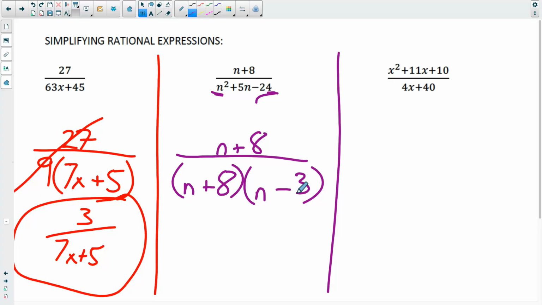Now, I see there's breadcrumbs in here, because otherwise if you did this over and over again and nothing got slashed out, that'd be really boring. Really, really boring. What cancels out here? N plus 8. So this is gone. We did all that work so we could do that. That's nice. So now I got 1 over n minus 3.